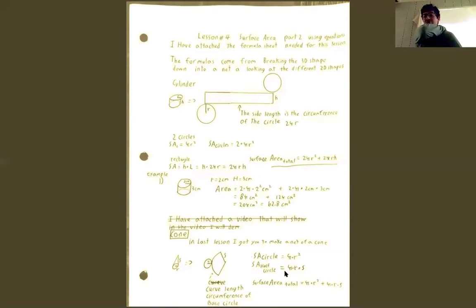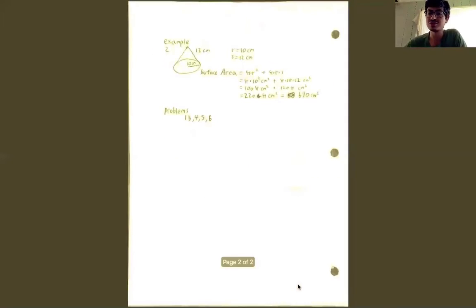And then the area of the circle, or what I call the area of the circle, they call the area of the base. So that's just the base circle. And then the surface area, when we add those together, is the same as what you find on your formula sheet. So, moving on to an example here.